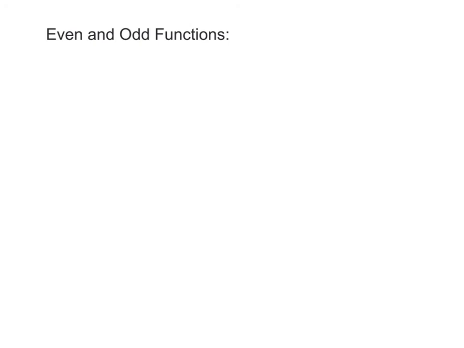Now previously we talked about symmetry of a graph, okay? We talked about symmetry with respect to the x-axis, symmetry with respect to the y-axis, and symmetry with respect to the origin. Well, it just so happens that if a graph is symmetric with respect to the y-axis, it is said to be even. And if a graph is symmetric with respect to the origin, it is considered to be odd.